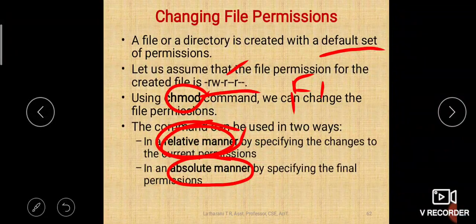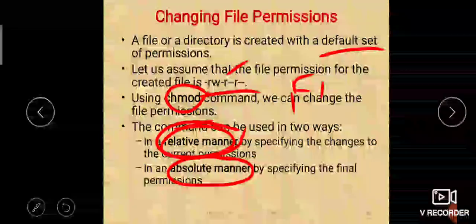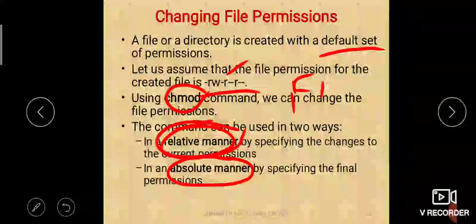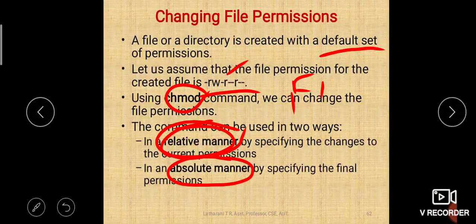But absolute permission means absolutely everything you are changing, whatever may be the previous permissions, everything at once: all permissions of user, all permissions of group, all permissions of others you are going to change. Okay, that is the absolute manner. Relative manner means only that particular permission which you are concerned with, that you will change. Rest of the permissions will not be disturbed. Whereas absolute manner means all the permissions will be changed irrespective of whatever permissions that file previously has. Okay, so that is relative and absolute permission.